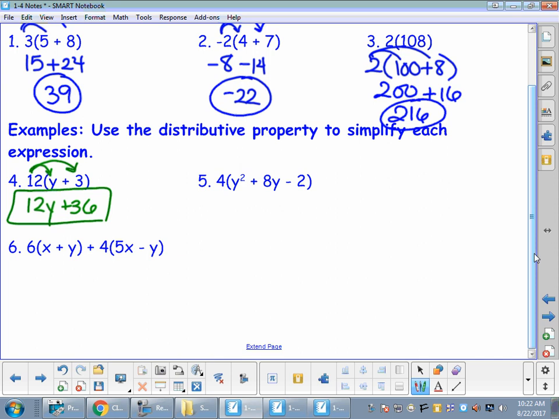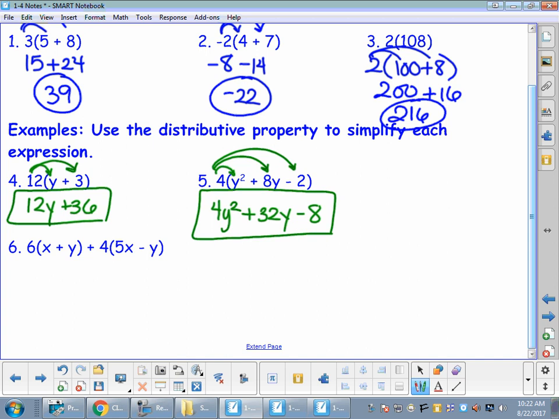Same thing for 5. I'm going to take this 4 through. Sometimes it's helpful to draw arrows showing you that you're multiplying every single term inside there by 4. 4 times y squared is 4y squared. 4 times 8y is a positive 32y. And 4 times negative 2 is negative 8. Don't forget those signs. I look to see if there's anything that can be combined, but I can't. One's a y squared, one's a y, and one doesn't have a y at all.